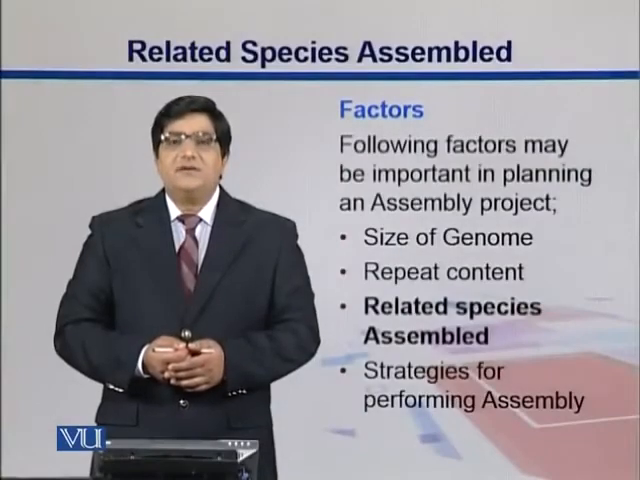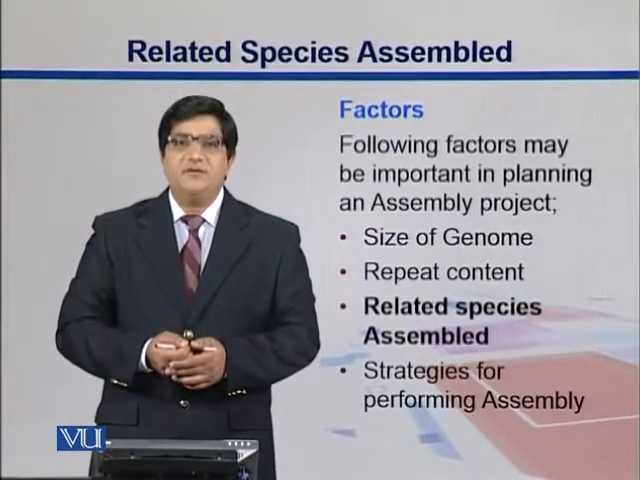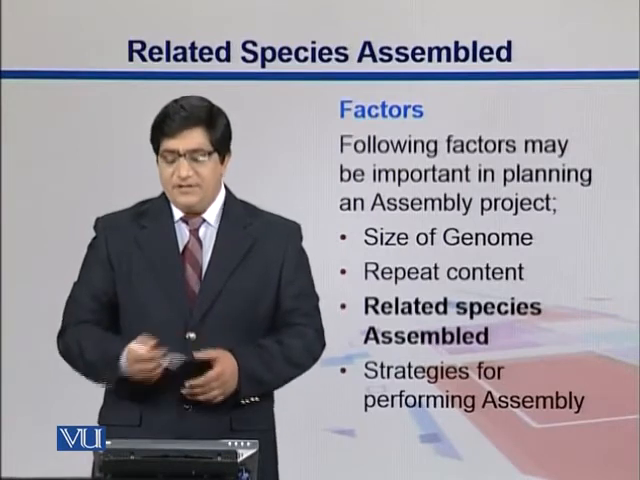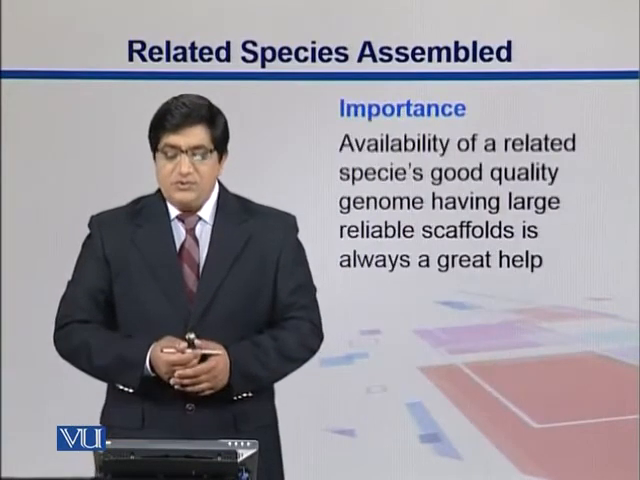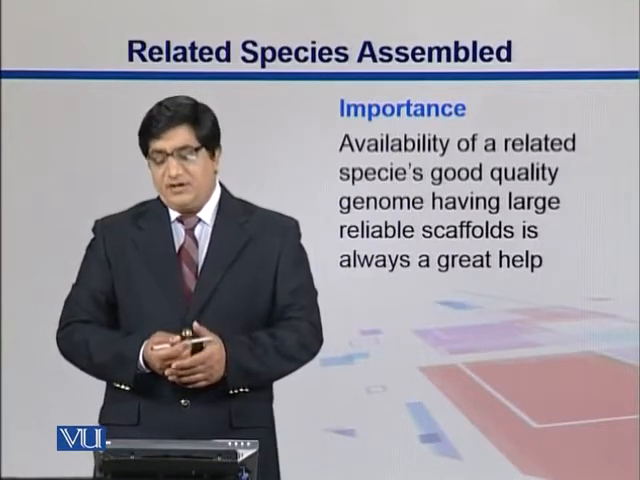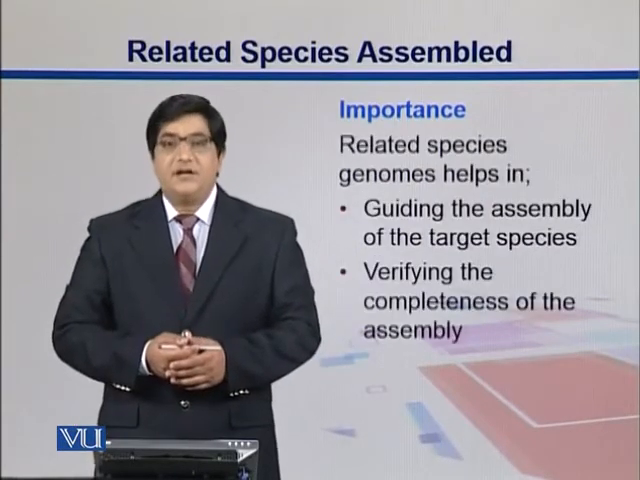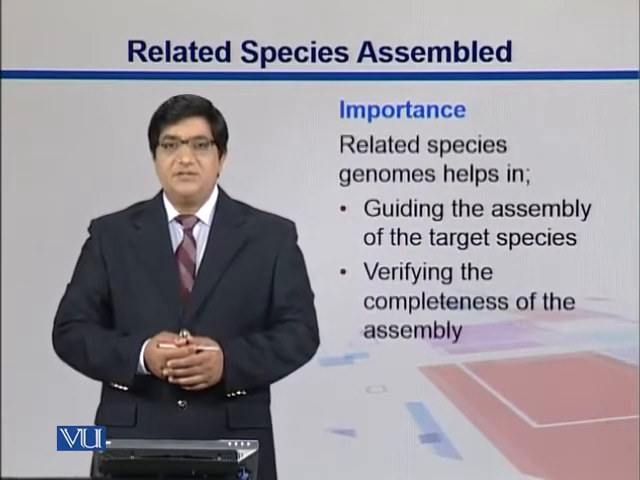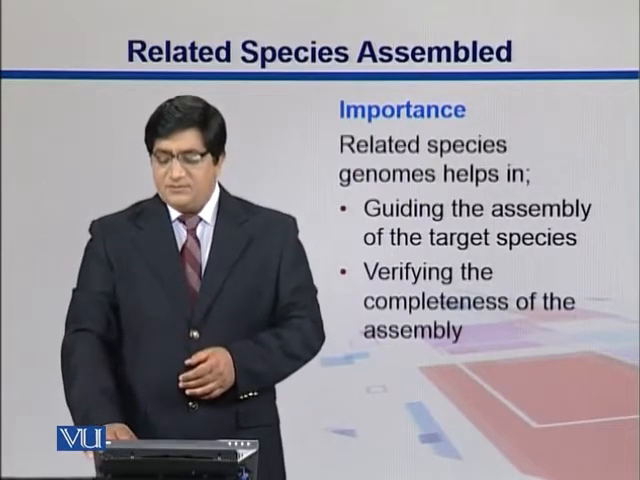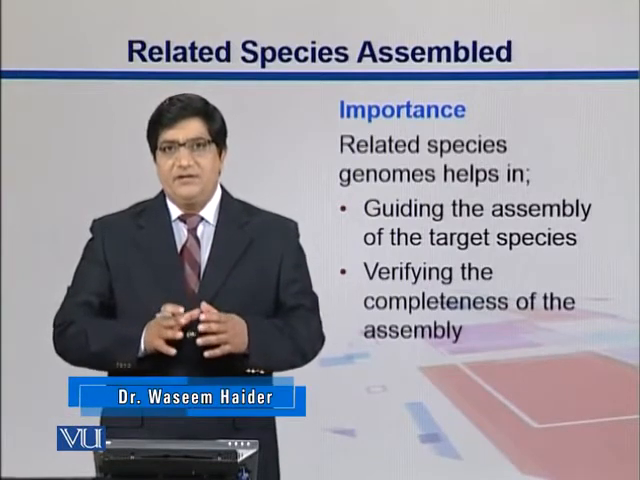So let's see, if we have a related species genome already assembled, how can we get benefit out of it? We might use it as a guide to do a guided assembly. The availability of a related species good quality genome, having large reliable scaffolds, is always a great help, and it helps in guiding the assembly of the target species, and it can also help in verifying the completeness of the assembly.